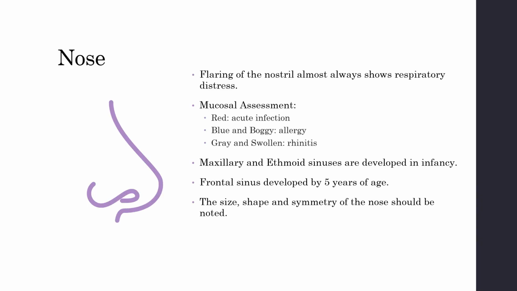Other things to note with the nose exam is looking at how the baby's breathing. We already went over respiration rate and the effort with that, but we talked about the flaring nostril often showing signs of respiratory distress, so pay attention to that. When we also look up the nose, we're going to look to see what the mucosa looks like. The color can tell us a little bit about what's going on with the child as well. And then something to note as far as sinus development. Your maxillary and ethmoid are developed in infancy, so those are present right at birth, but your frontal sinuses actually don't develop until about age 5. So I just want you to be aware of some of the anatomy changes that happen during this pediatric time.